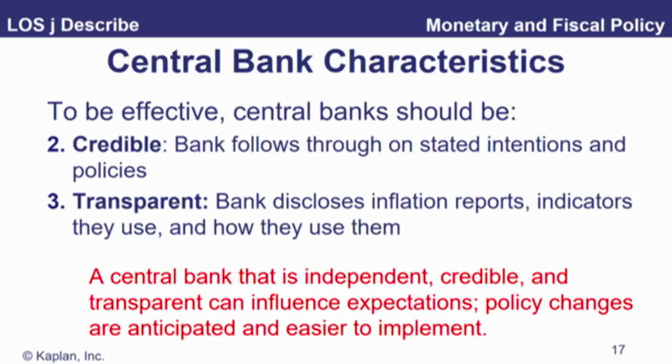So you can see the numbers they are using to come up with both the targets and the results. And if you can hit all three of those, if they are independent, credible, and transparent, they can influence expectations. And if they influence expectations to a certain extent, those targets become self-fulfilling. So the all-time classic, probably most common inflation target, 2%.